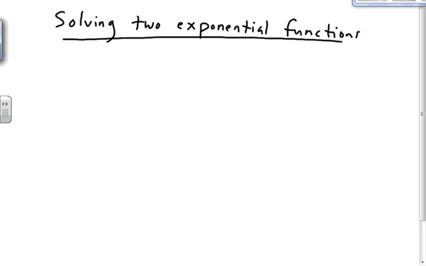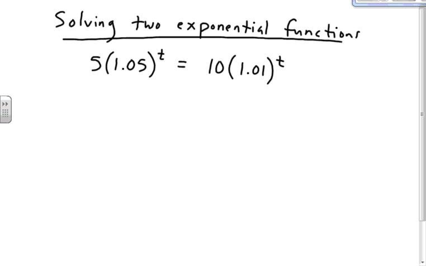Okay guys, so today we're going to learn how to solve an equation with two exponential functions set equal to one another. So let's start out with an example here of 5 times 1.05 to the t, and we want to know when is that equal to 10 times 1.01 to the t.